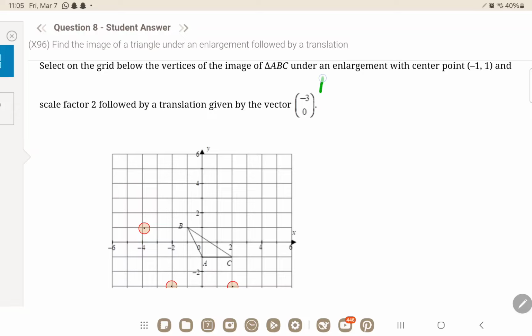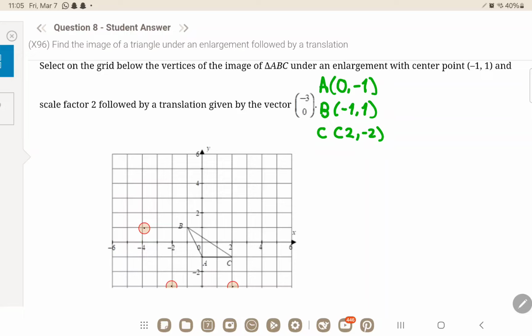So first our points again. A is 0, -1. B is -1, 1. C is 2, -1. Now let's write down the steps for an enlargement.